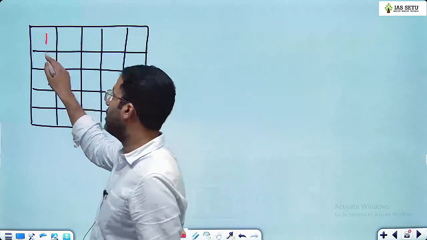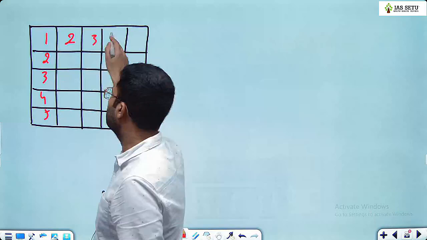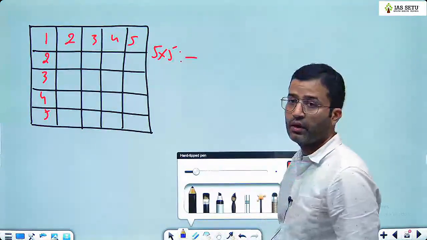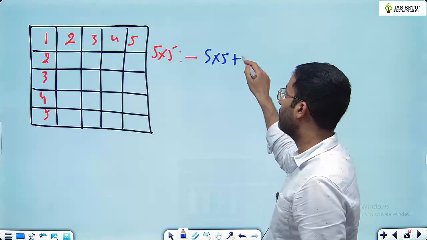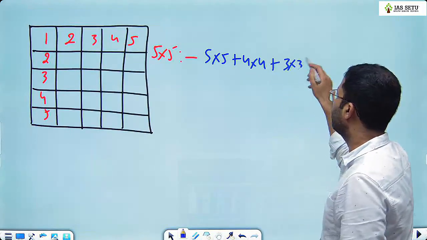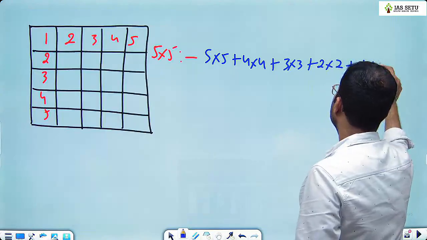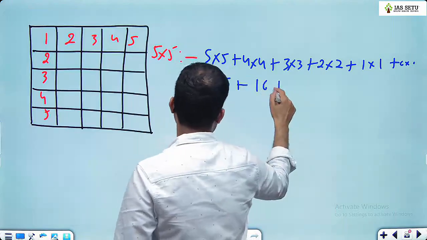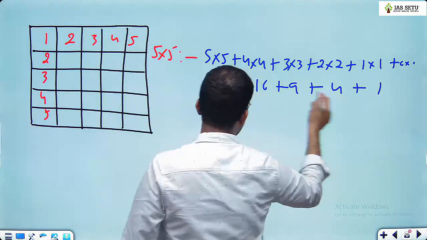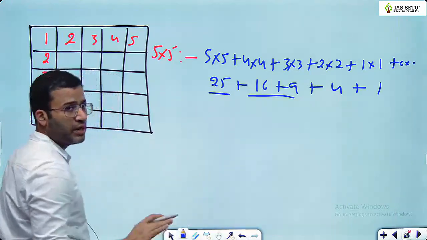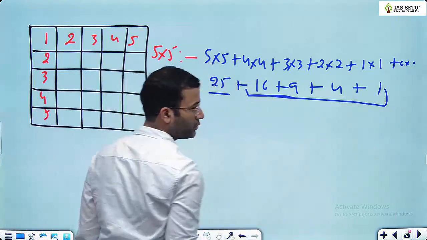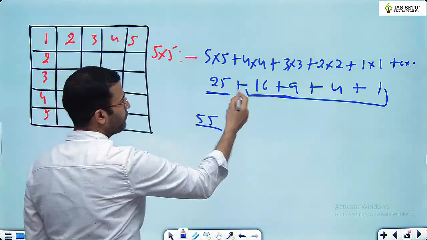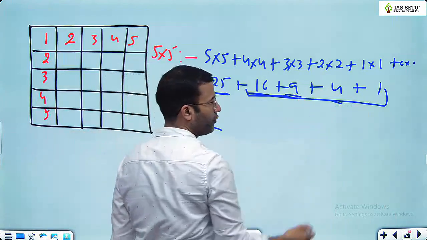We name this figure 1, 2, 3, 4, 5 by 1, 2, 3, 4, 5. This is a 5 by 5 figure. What we will do, we start with 5 into 5 plus 4 into 4, 3 into 3, 2 into 2, 1 into 1, 0 into 0. So we have 25 plus 16 plus 9 plus 4 plus 1. Smart people, what they have done, this 30 is already known from the last question. To 30 they added 25, which gives 55. Or you can check: 25 plus 16 is 41, 50, 54, 55.